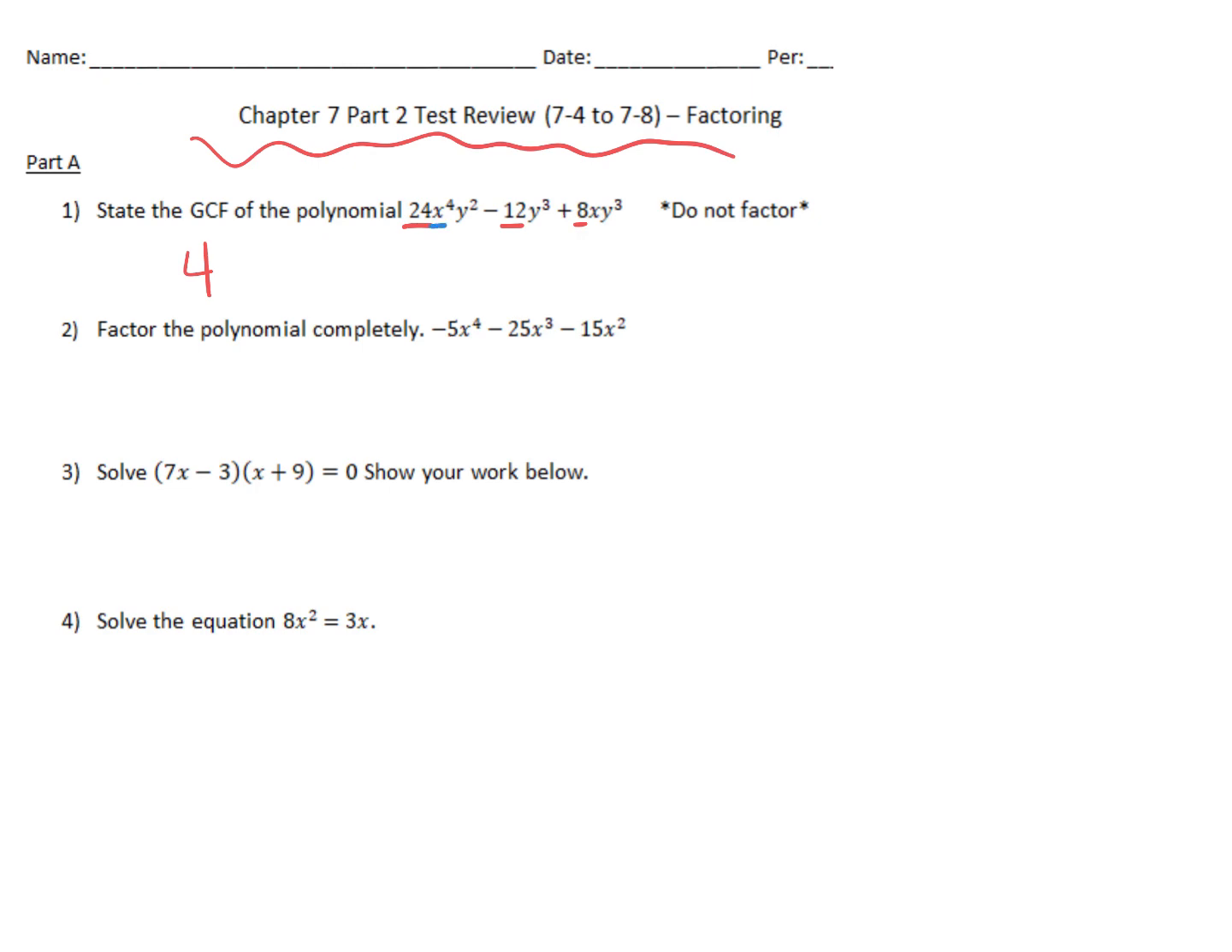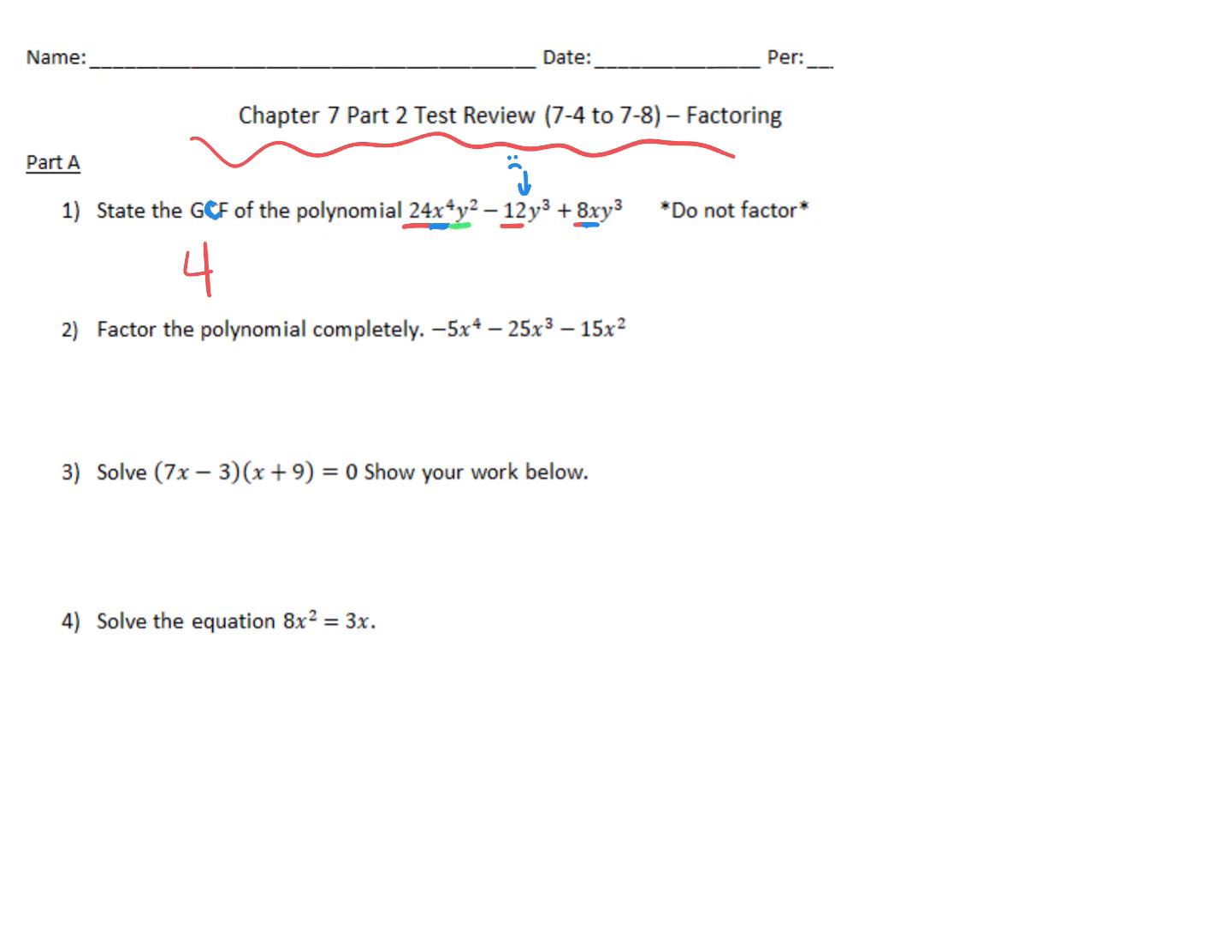So let's look at the x variable. We have an x to the 4th, we have an x to the 1st. But this guy has no x's. So x isn't common. The C in GCF stands for common. So the x is not common to all those things. So therefore, there's going to be no x in my GCF.